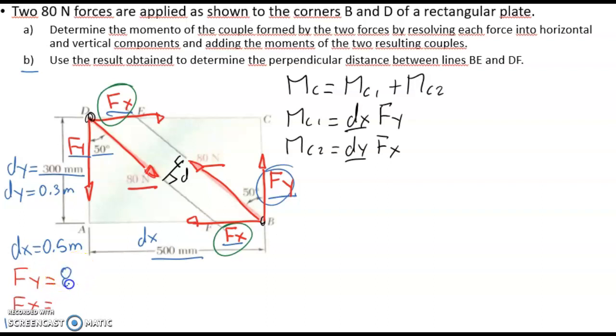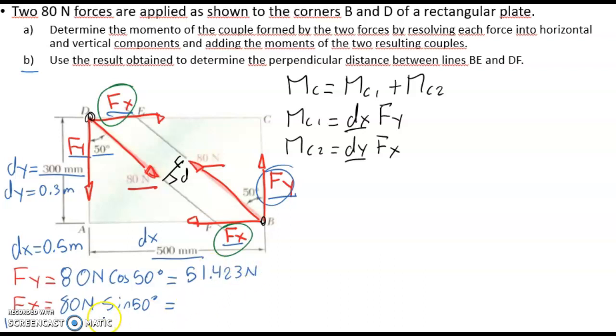So this one right here is going to be 80 newtons cosine of 50 degrees. If that's the case, for the Fx, which is actually this side, we're going to work with sine: 80 newtons sine of 50 degrees. Force y is going to deliver 51.423 newtons. Force in x is going to deliver 61.283 newtons.